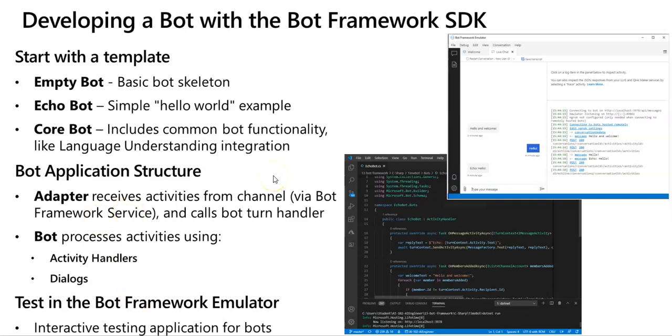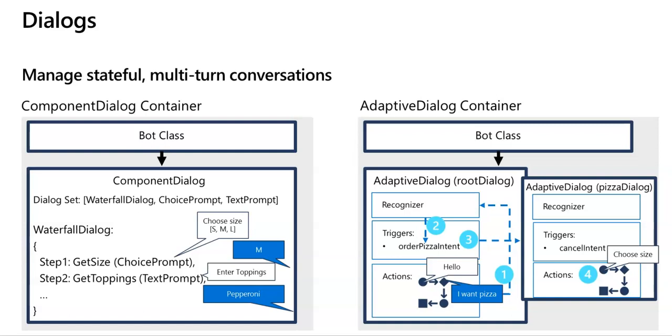Now moving forward, we have dialogs. Dialogs are the more complex conversational flows where you need to store state between the turns to enable a multi-turn conversation. You can implement dialogs. The Bot Framework SDK dialog library provides multiple dialog classes that you can combine to implement the required conversational flow for your bot. There are two common patterns for using dialogs to compose a bot conversation. Number one is component dialog and number two is adaptive dialog.